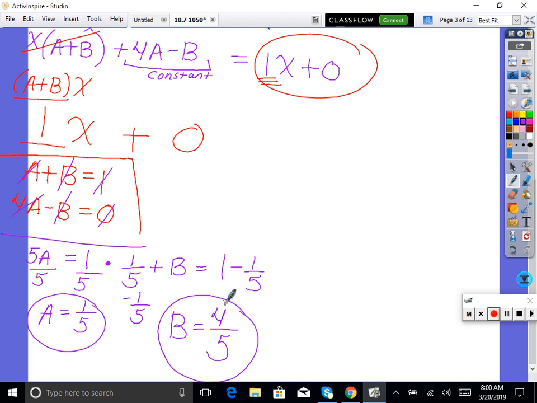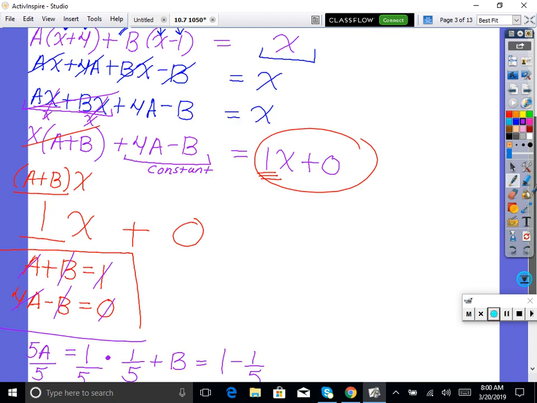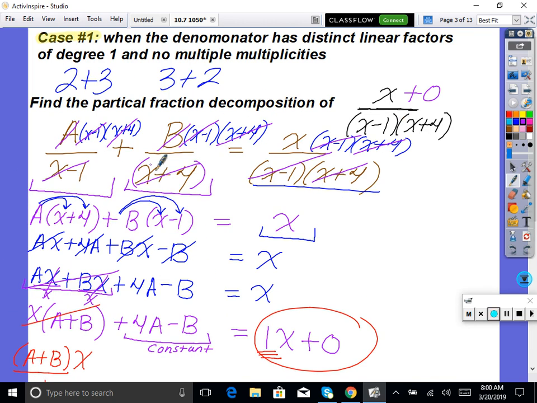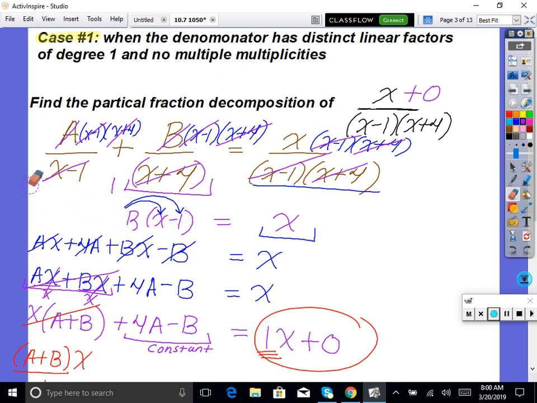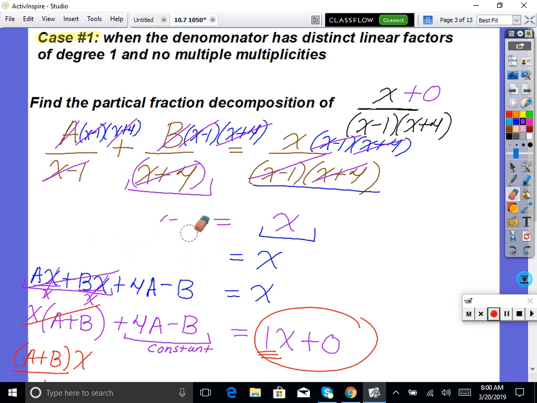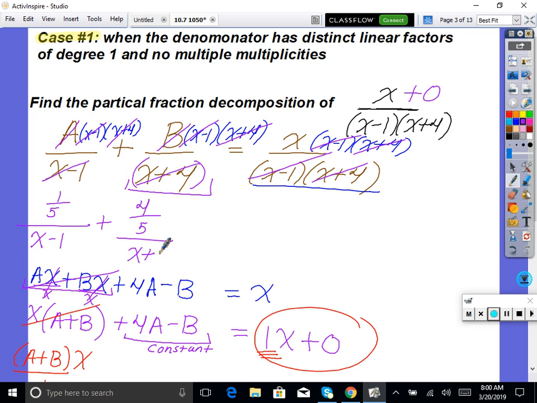So let's go back. What answer were we trying to get? Weren't we trying to take this original problem and split it up as this? So our final answer would be our a value over x minus 1. Sorry, I'm going to get myself some room. It was a over x minus 1, so what was a? 1/5. So our answer is 1/5 over x minus 1 plus, what was b? 4/5 over x plus 4.